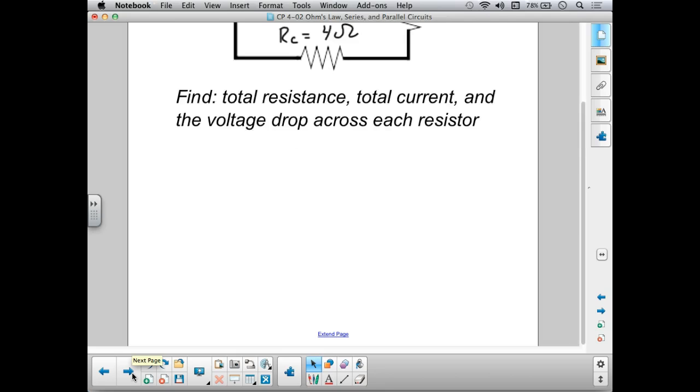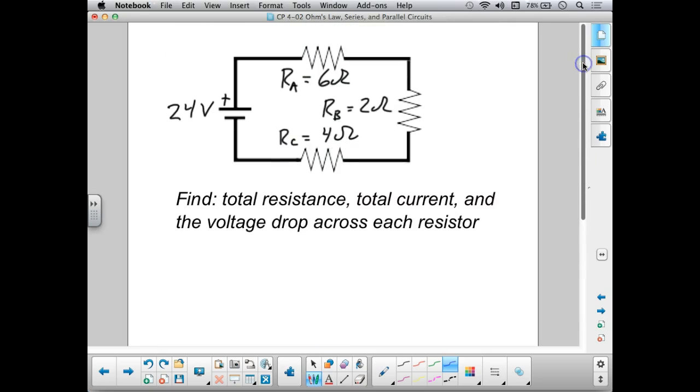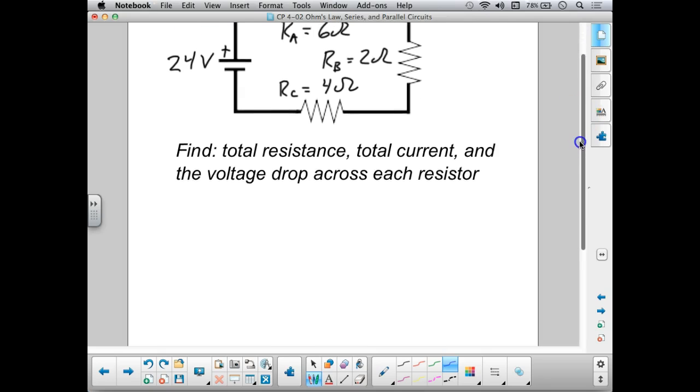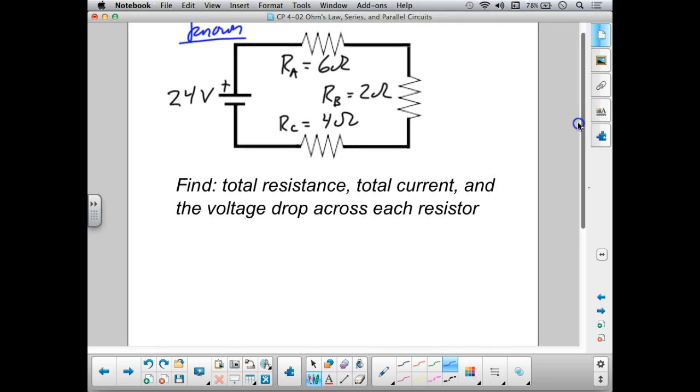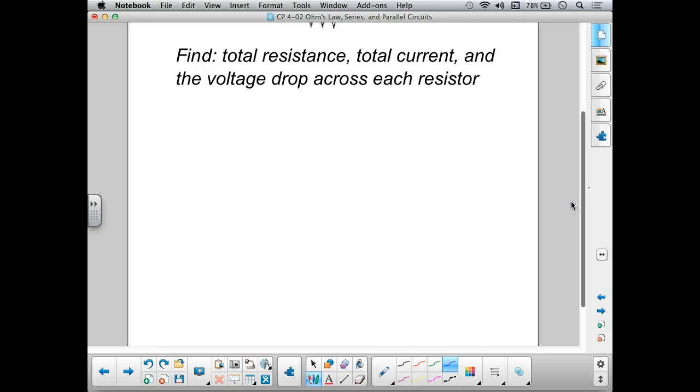Alright, let's try this out. So we have our circuit diagram. This counts as our knowns because I've drawn a diagram and I've listed what I know about the situation on that diagram with numbers and units and variables. So this counts as my knowns. I need to find the total resistance, total current, and the voltage drop across each resistor.